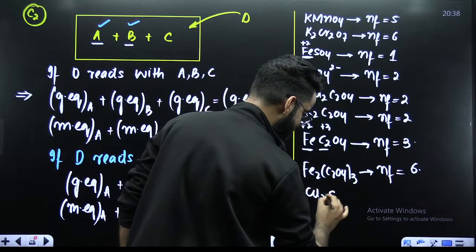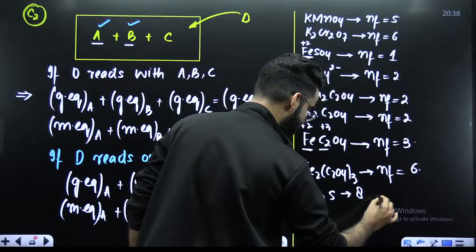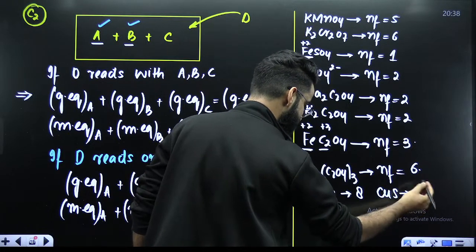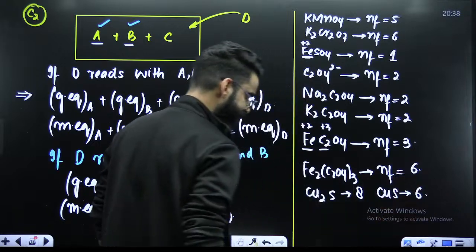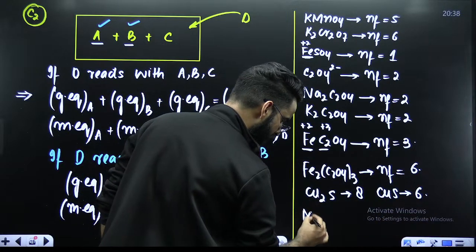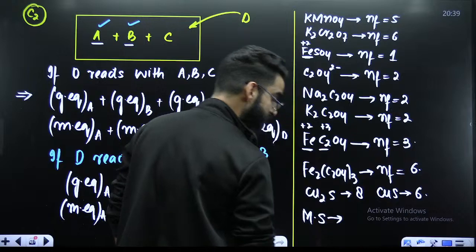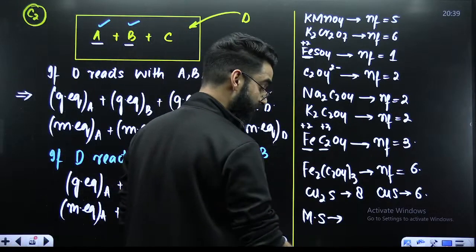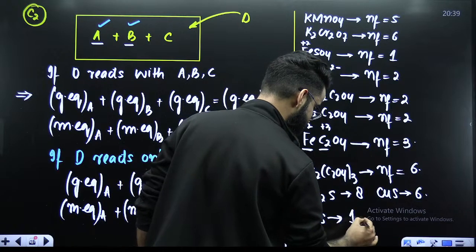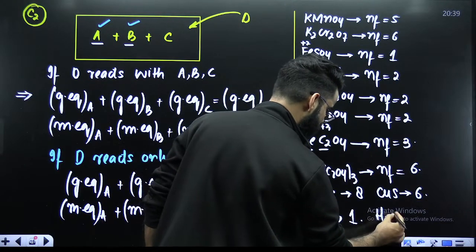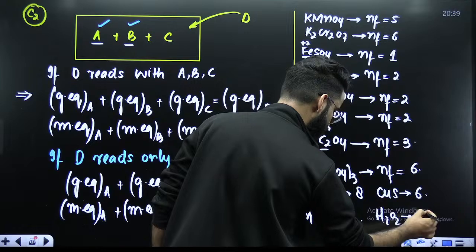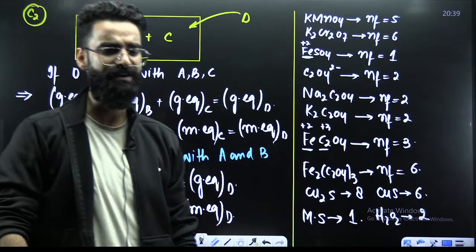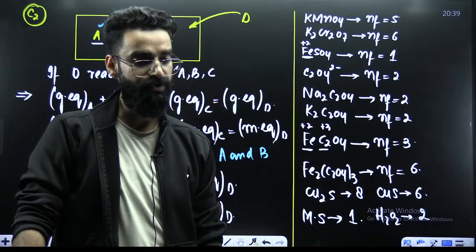Similarly, you will see Cu2S, its n factor, remember as 8. CuS, in presence of KMnO4, K2Cr2O7, its n factor will be 6. Similarly, you have got Mohr's salt. In Mohr's salt, Fe di-positive gets converted into Fe tri-positive when treated with KMnO4 or K2Cr2O7. So its n factor is directly 1. Similarly, H2O2 when treated with KMnO4, K2Cr2O7, its n factor is 2. See, these are some common n factors, guys, which you can remember.